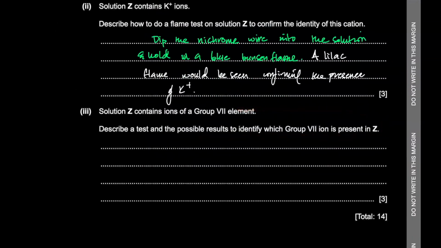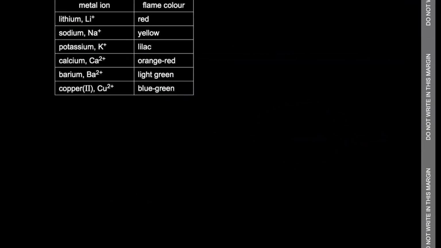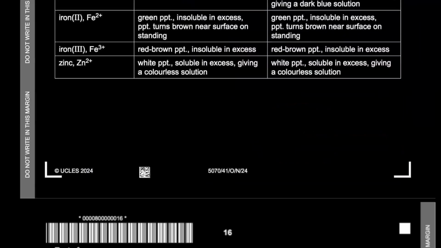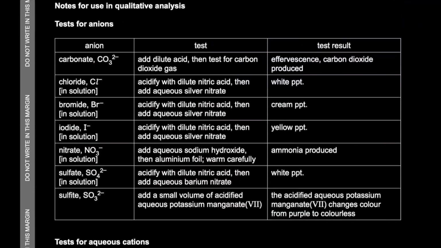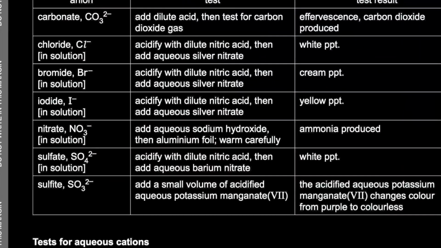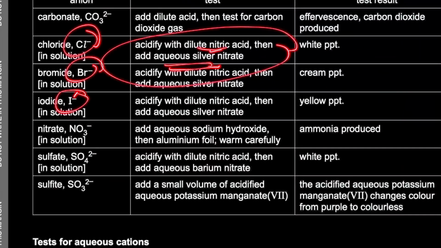So for group 7 ions, right? What do we use? We use dilute nitric acid followed by silver nitrate. Okay, that's given over here. For all of them, we use dilute nitric acid and then add silver nitrate.